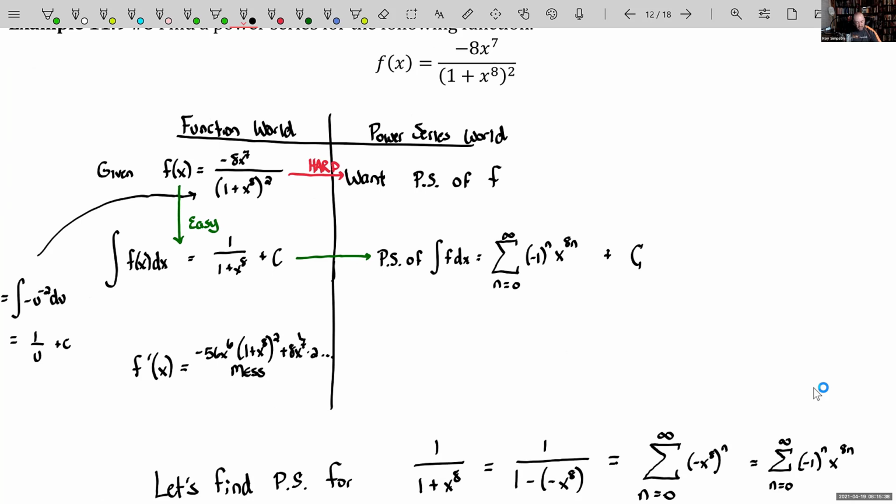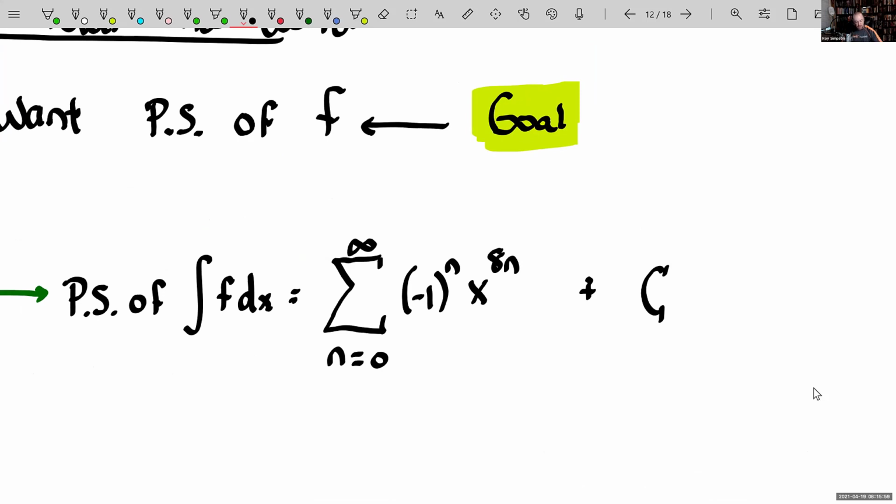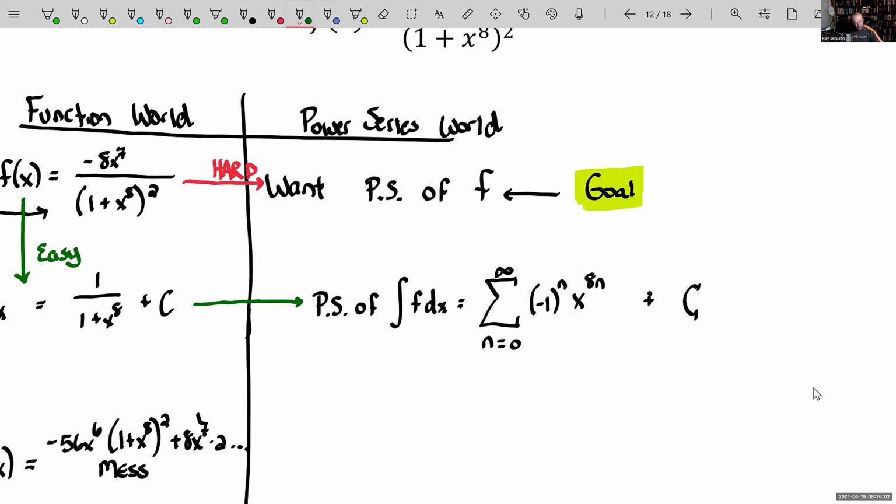So let's see. We're given, that's our starting point right there. And we have an ending point or a goal. Our goal is to arrive right here. We want a power series for f. Well, I have a power series for its integral. It's just like a map, a road map. How am I going to get from this power series, the power series of the integral of f, to the power series of f? How am I going to get there?